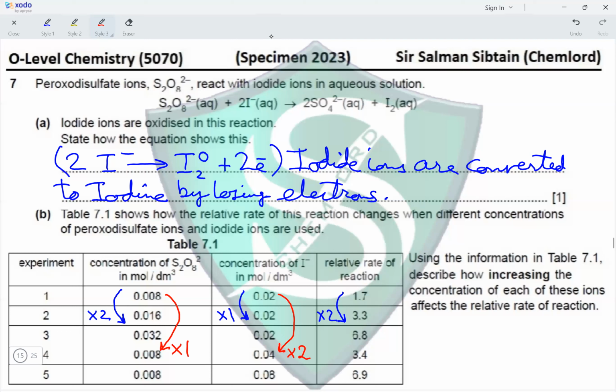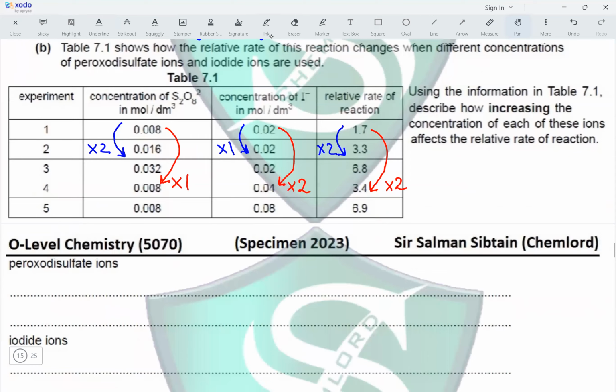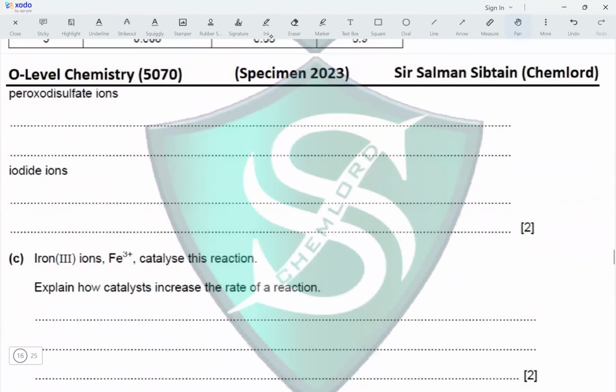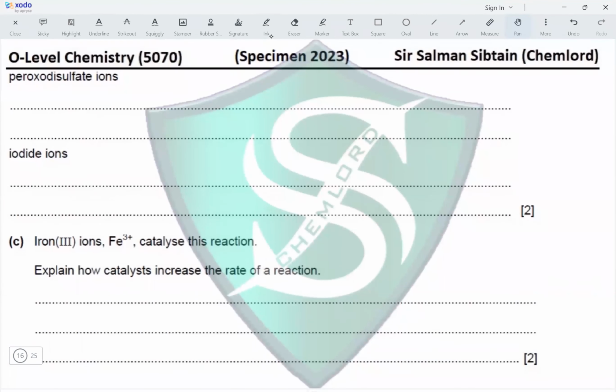And what is the effect on the rate? We have the rate of experiment 4 as 3.4, which will be divided by 1.7, and this also gives us a value of 2, which shows that if the concentration of iodide ions is doubled, then the rate of reaction also doubles. So what have they asked us to put down? They've asked us to put down the effect of the peroxodisulfate ion and the iodide ion.